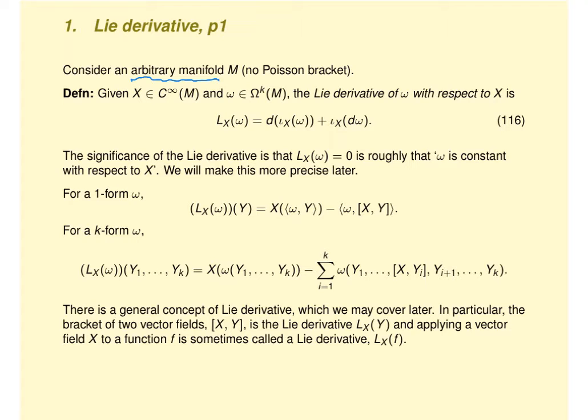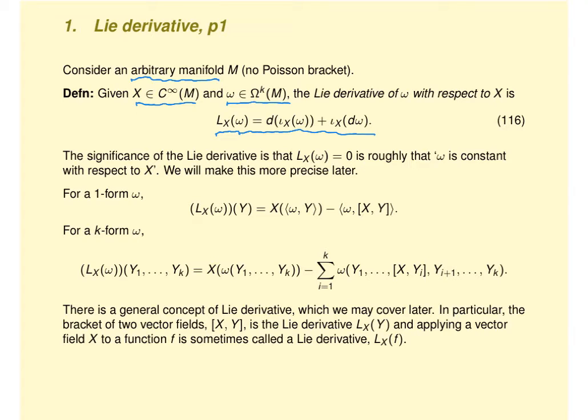An arbitrary manifold M, and I'm given a vector field, and I'm given a K-form, which could be anything from 0 upwards. And this is the definition. The Lie derivative of omega with respect to X is given by this formula here.